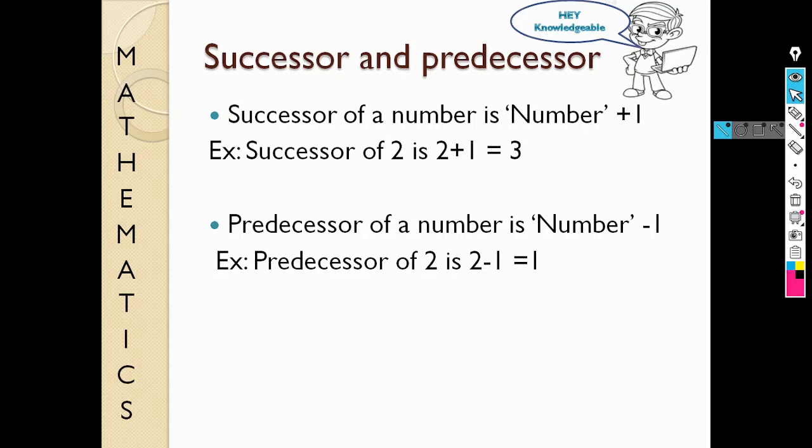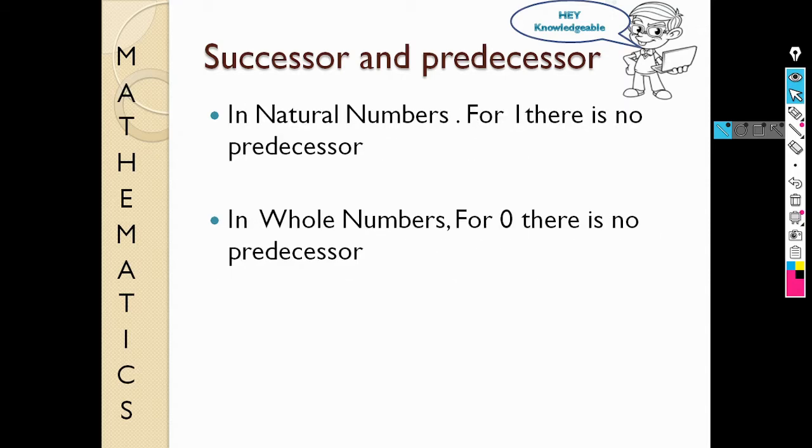What is successor and predecessor? The successor of a number is the number plus 1. So if we want to find the successor of 2, then that is 3, basically 2 plus 1. In the same way, the successor of 10 is 10 plus 1, that is 11. The predecessor of a number is the number minus 1. So for example, the predecessor of 2 is 2 minus 1, that is 1. In the same way, the predecessor of 5 is 5 minus 1, that is 4.